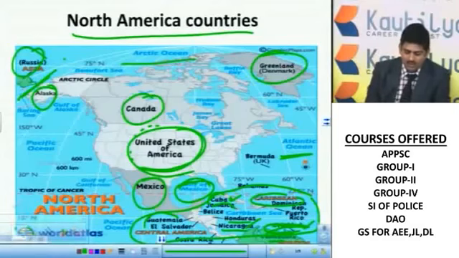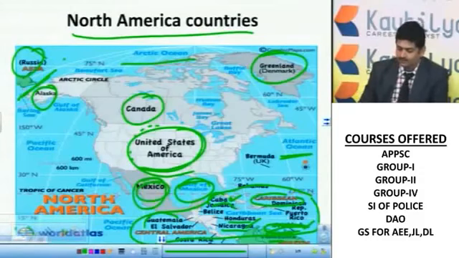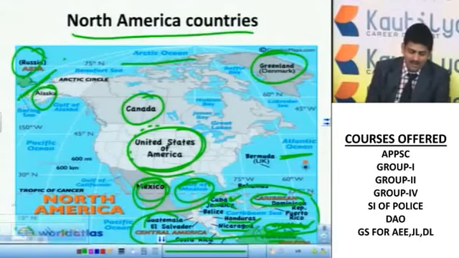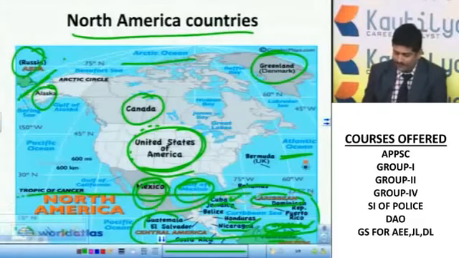The Tropic of Cancer passes through Mexico. They may ask you this question: through which of the following North American countries does the Tropic of Cancer pass? If you remember properly, the same Tropic of Cancer divides India into 2. That means the line also passes through Mexico. Next, Guatemala, El Salvador. All these are Central American countries.